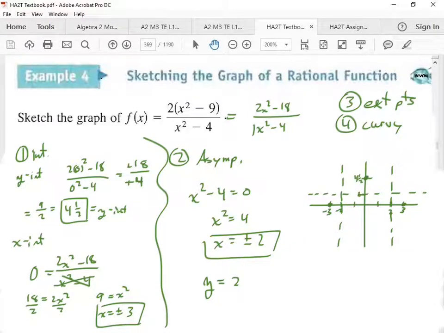Hey, do we really need extra points? Nah, we know that this side is like that, and we know that this side is like this, because we already got x-intercepts right there and there. So I don't need to find extra points right now. They worked out. Now I don't have to plug in more stuff. But what about the middle part? Is it going to go like this or is it going to go like this?